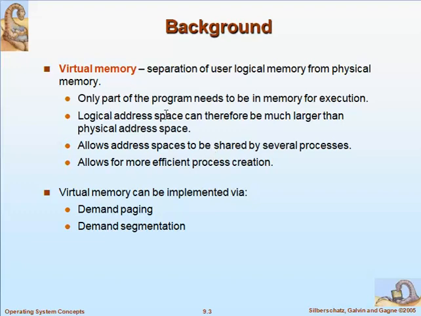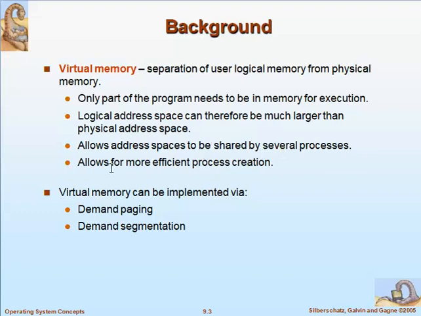So what we discussed so far is virtual memory, the separation of the user logical memory from the physical memory. Only part of the program needs to be in memory for execution, which we already looked into. The logical address space can therefore be much larger than the physical address space, and it allows address spaces to be shared by several processes. So this is one more advantage that we get from virtual memory: certain address spaces can be shared among several processes.